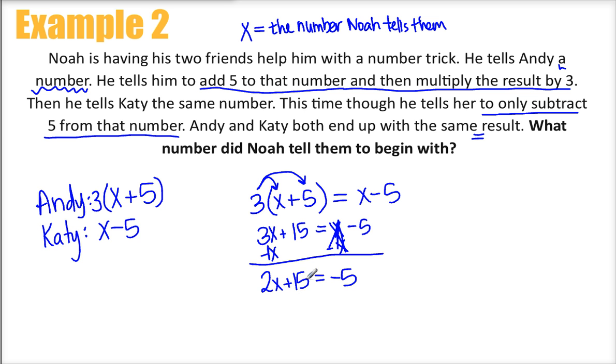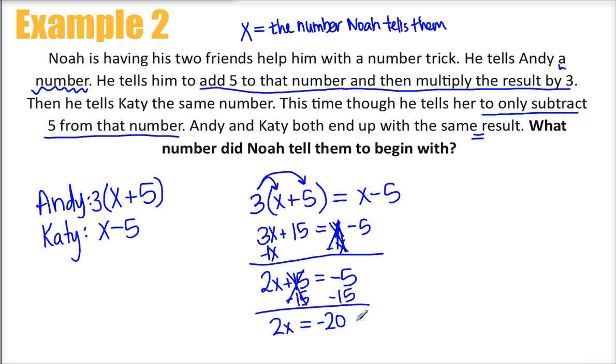Okay, now I'm looking at this positive 15. This positive 15 is on the wrong side. It needs to be over here. And so it needs to disappear from this side. So I combine a positive 15 with its 0 pair, which is a negative 15, and do it to both sides to keep things balanced. I have 2x and a positive 15 and negative 15 combined to be 0. So this is equal to negative 5 minus 15. Check this with a calculator if you need to.